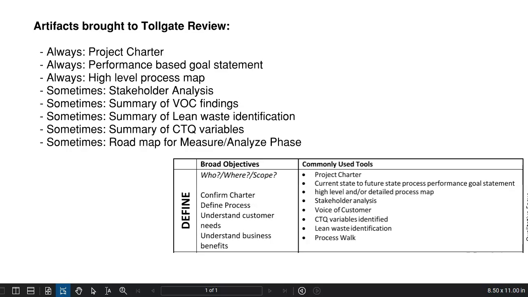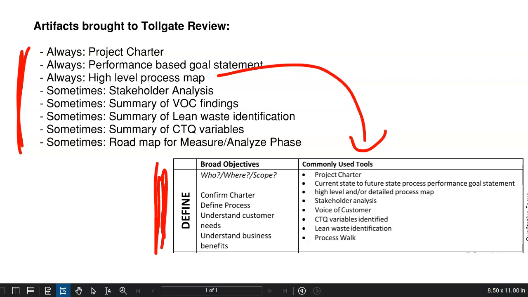The things that I bring, I kind of group into an always or sometimes pile. And this list, from project charter to stakeholder analysis to critical to quality variables, this list should be familiar because it's exactly the commonly used tools and activities that we've been exploring in our DMAIC summary sheet, the tools that are commonly used in any sort of DMAIC-based project. And this is just a blown-up version of the define phase of that summary sheet. And in your workbook and on the course materials website is a more detailed version of that summary sheet.